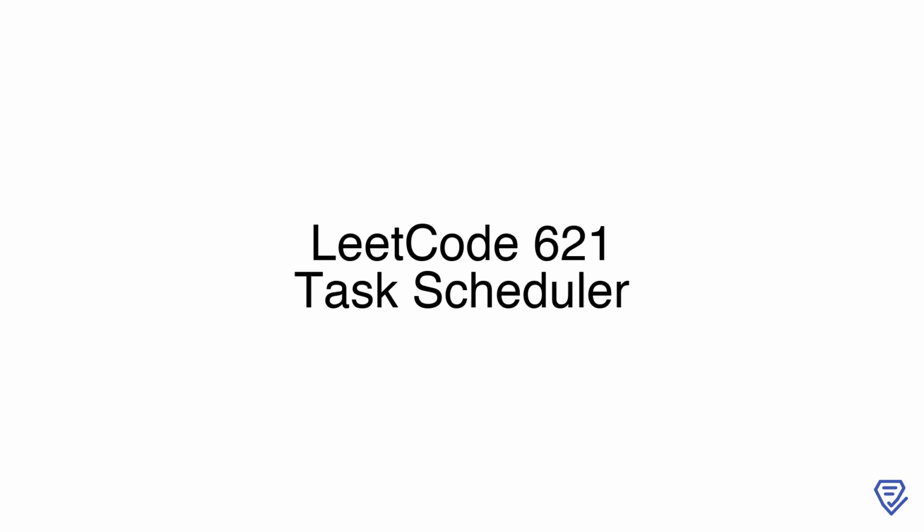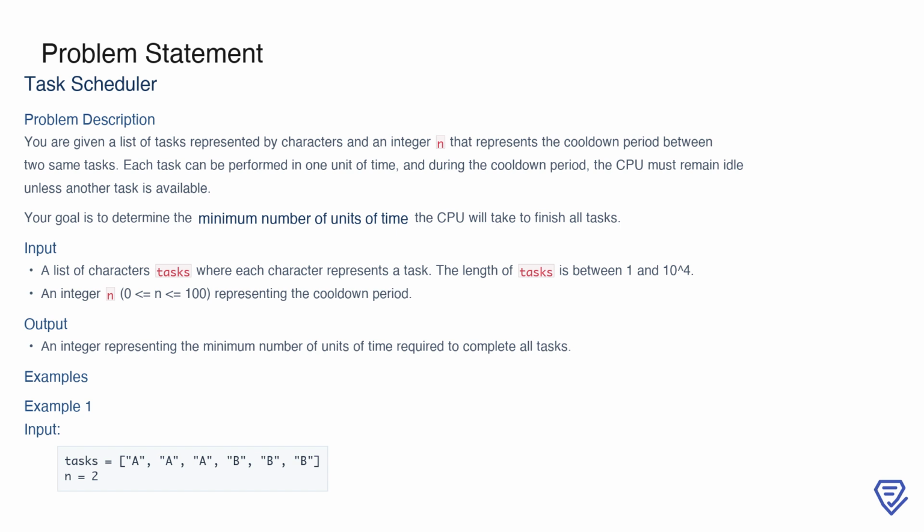Let's dive in. In this problem, you are tasked with scheduling the execution of various tasks represented by characters. Each task takes exactly 1 unit of time to complete. However, if the same task is repeated, it might require a cooldown period between consecutive executions. The cooldown period is represented by an integer n, which specifies the minimum number of idle units the CPU must wait before the same task can be executed again. The challenge here is to calculate the minimum total time required to complete all the tasks, including any idle periods.